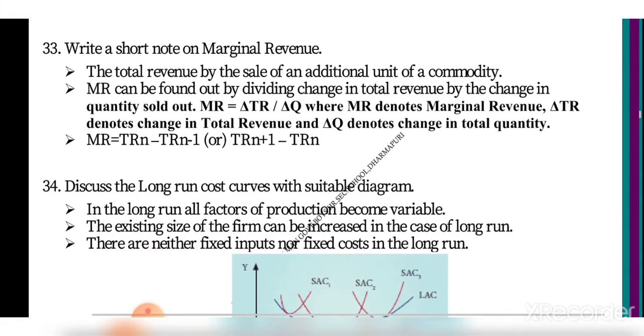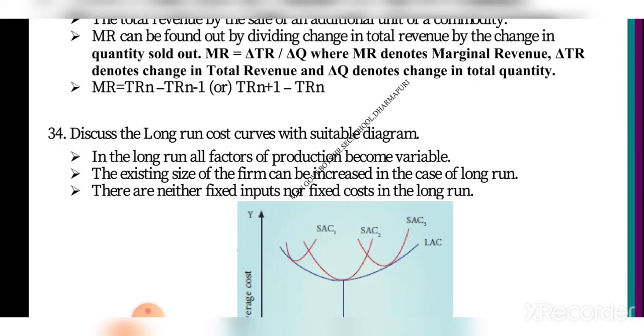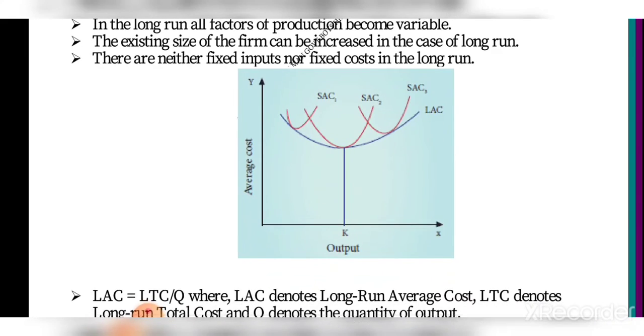Next we will discuss the long run cost curve with a suitable diagram. Long run cost curve means two or three short run curves joined together. In the long run, factors of production become variable. All the factors are varying: land, labor, capital are changing. The existing size of the firm can be increased in the long run, but in the short run it remains the same. There are neither fixed inputs nor fixed costs in the long run. So you see the diagram and write the illustration and explanation.